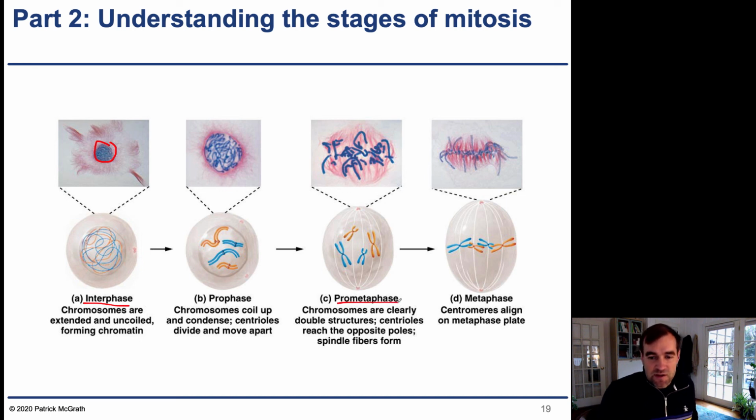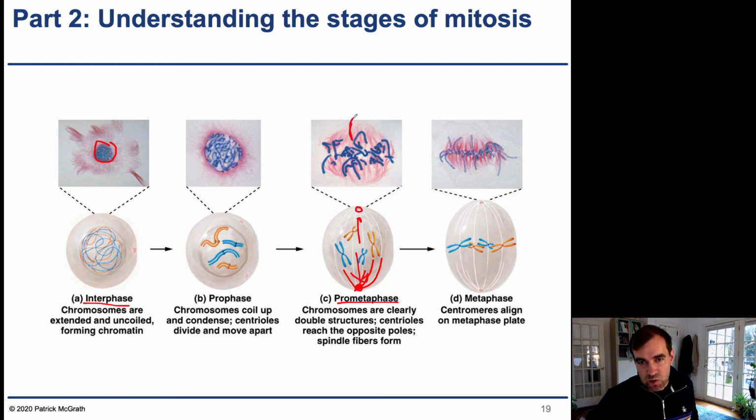So prometaphase, the chromosomes are clearly double structures. Centrioles reach the opposite poles, and then the spindle fibers actually form. So the centrioles are the organizing location for the microtubules, and so this is what determines where the chromosomes will be separated to. So some of the chromosomes will be split and then sent to this centriole, and then the others will be sent to this centriole. So these are organizing structures for microtubules. So you see these microtubules kind of form from there. And so if you looked in the cell, you would start to see that.